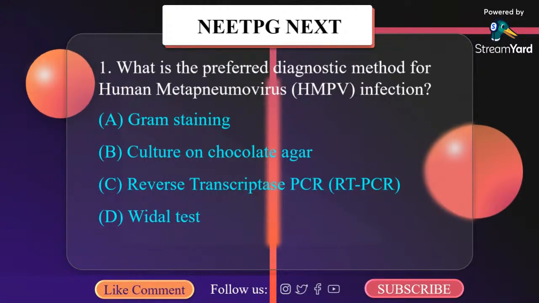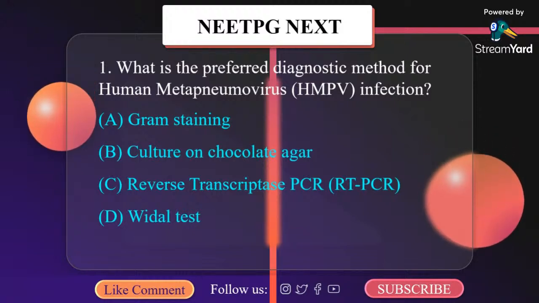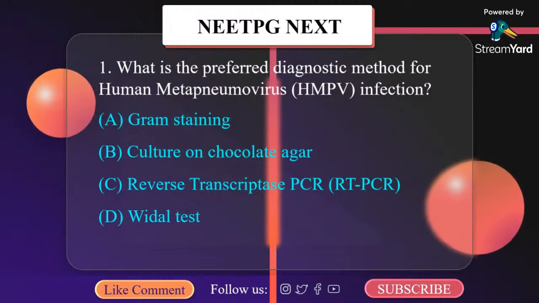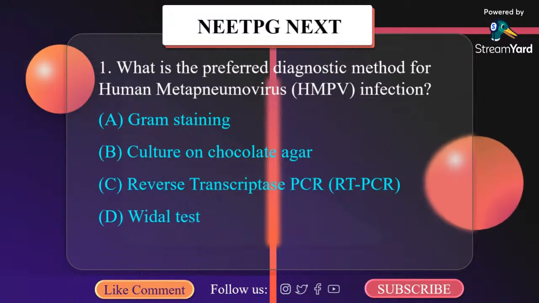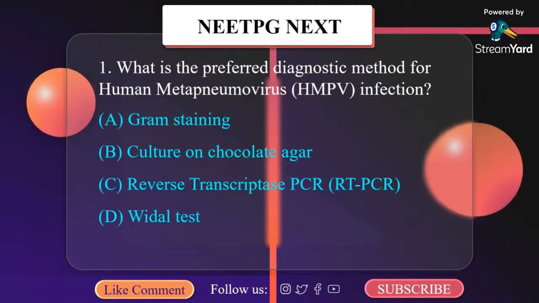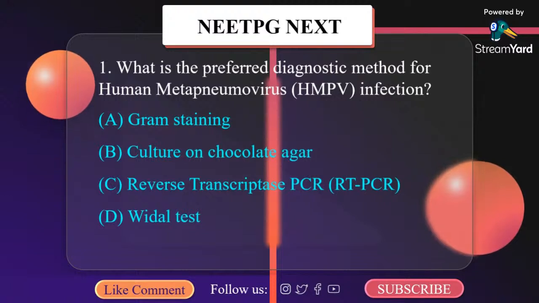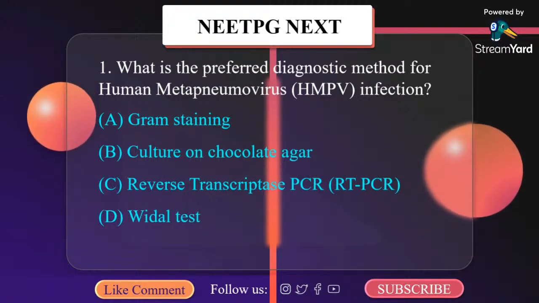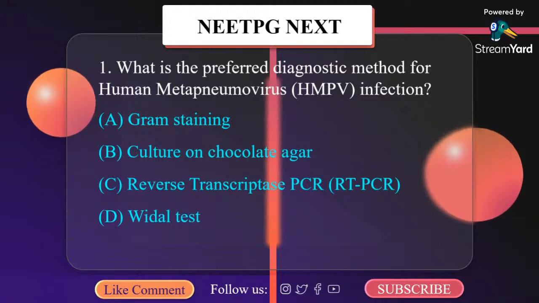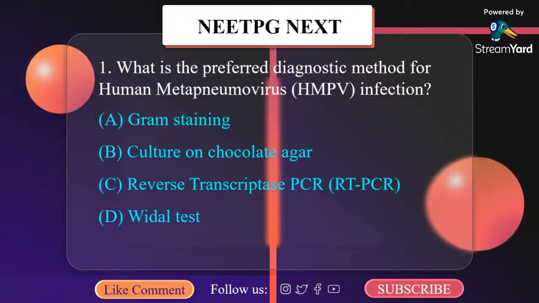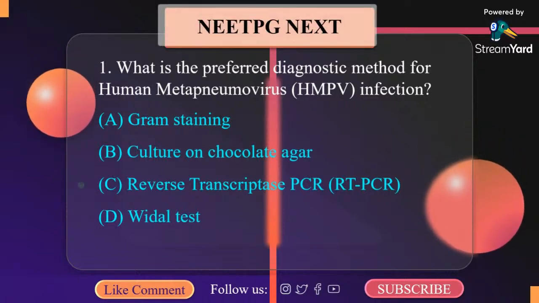Now let's move on to the next question. What is the preferred method of diagnosing human metapneumovirus infection? A. Gram stain, culture on chocolate agar, RT-PCR, Vidal test. See, Vidal test is used for Salmonella typhi. Culture is used for bacteria. Gram staining is for bacteria. Metapneumovirus is a virus, so we use RT-PCR.